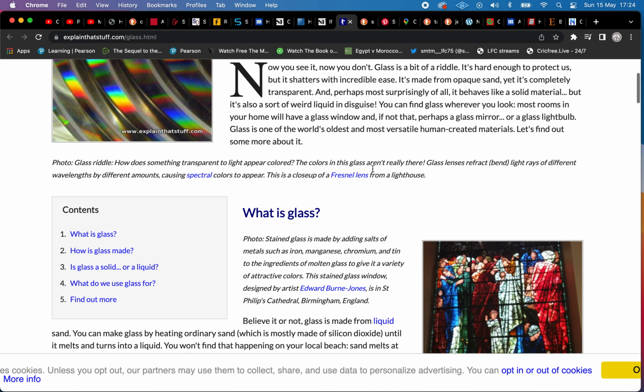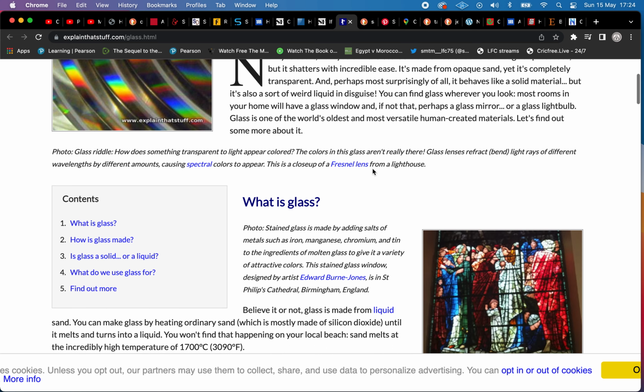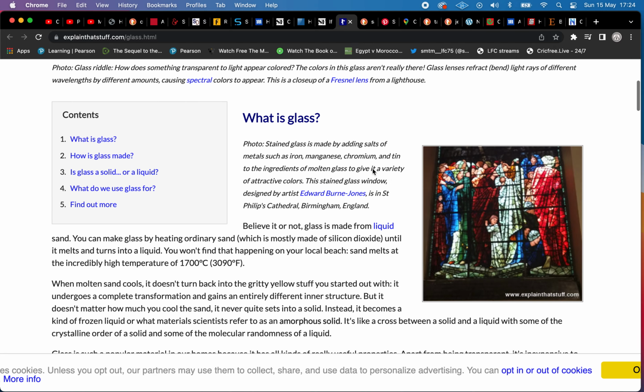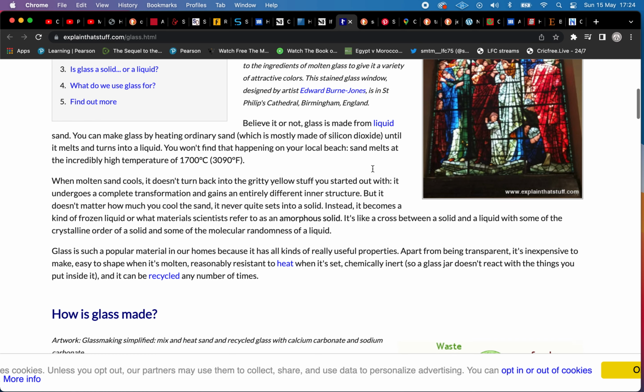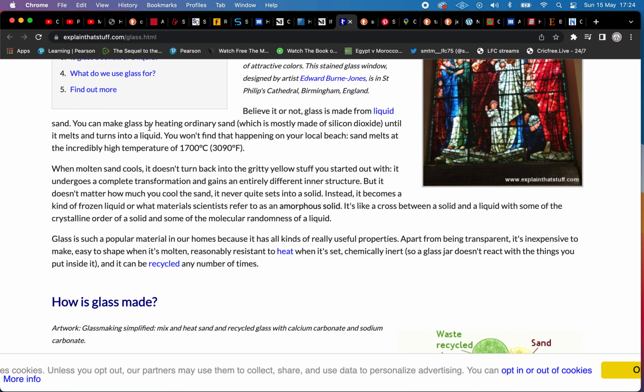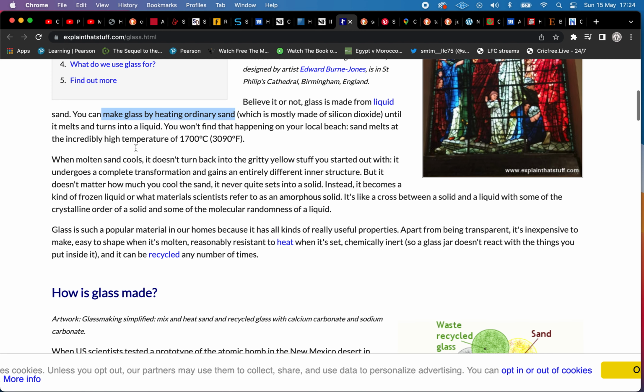Did we use glass far more? Could we have had cars made of glass? What other things could be made from glass? Is it just windows or just things? So it says here you can make glass by heating ordinary sand until it melts and turns into a liquid.